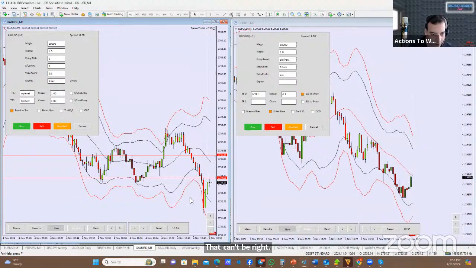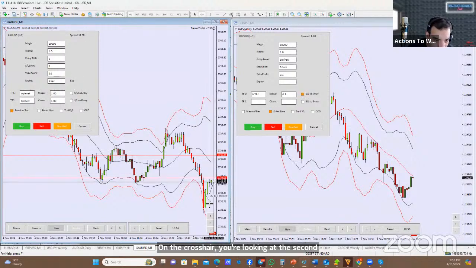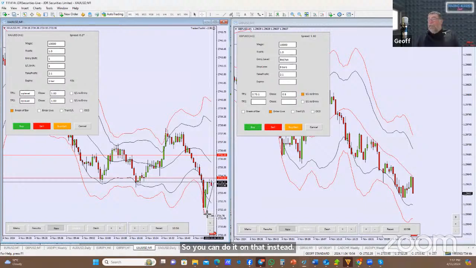So remember, on the crosshair, you're looking at the second. So if you come back down again, you see the second lot is 25, right? So you can do it on that instead. Okay, cool. So 16 or 17.